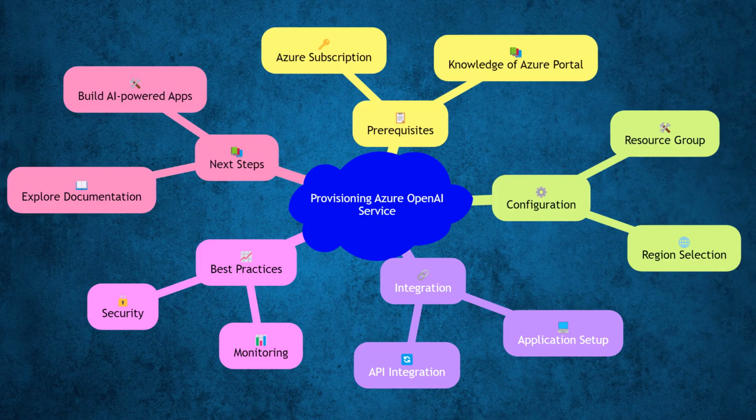In conclusion, provisioning an Azure OpenAI service resource involves several steps, from understanding the prerequisites to configuring settings and integrating with applications. By following the guidelines and best practices outlined in this presentation, you can effectively set up and manage your OpenAI service resource. As a next step, consider exploring Azure's documentation and resources to deepen your understanding and start building your own AI-powered applications.